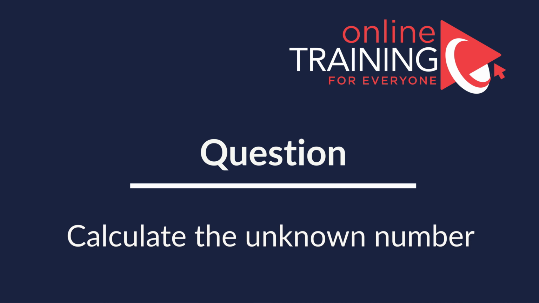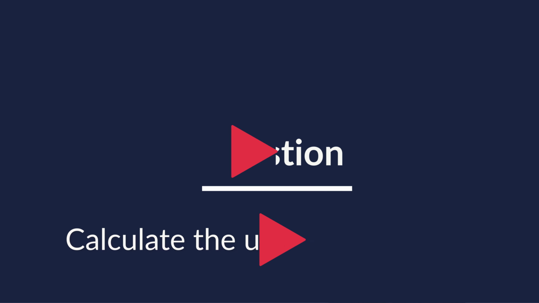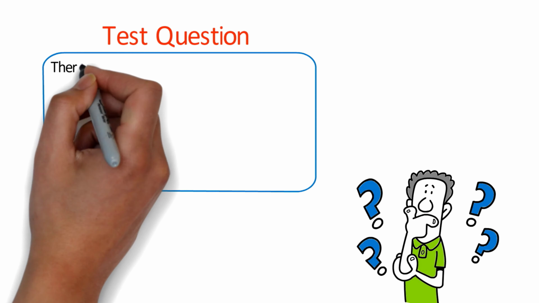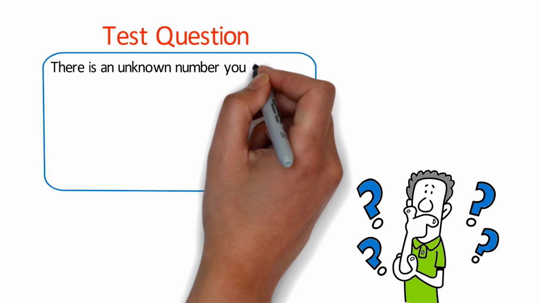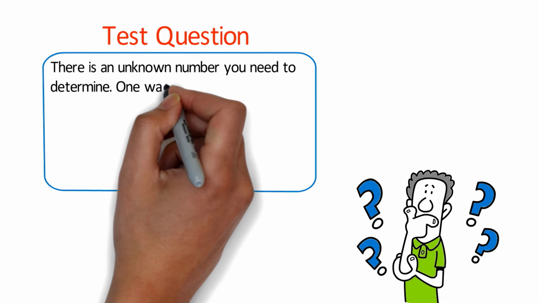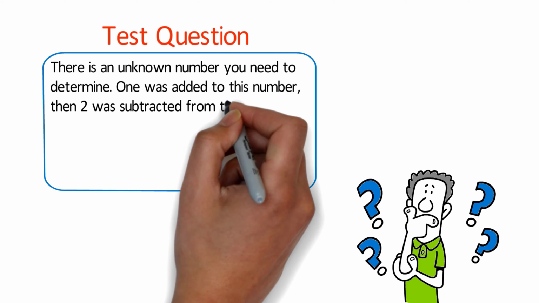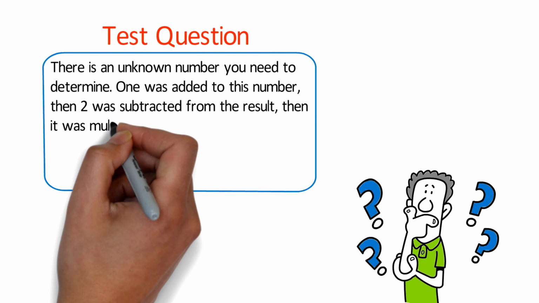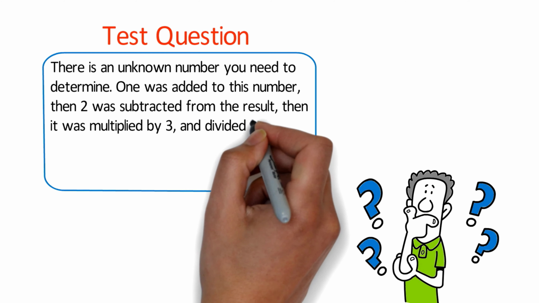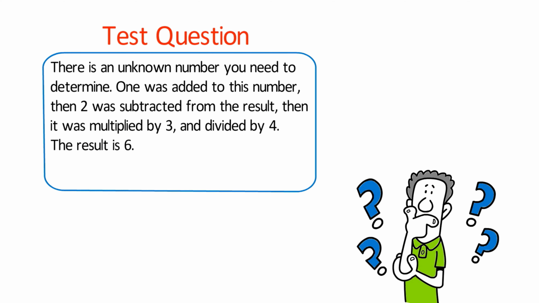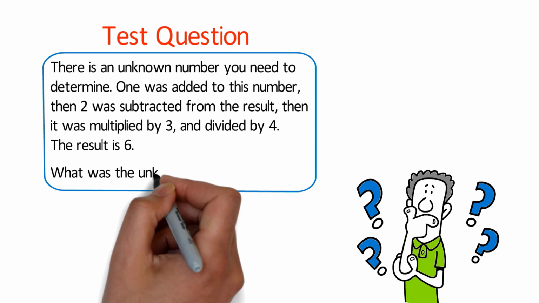Here's the cool simple question, which is frequently used to test mental math capabilities. There is an unknown number you need to determine. 1 was added to this number, then 2 was subtracted from the result, and then it was multiplied by 3 and then divided by 4. The result is 6. What is the unknown number?